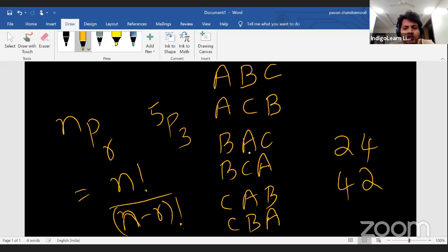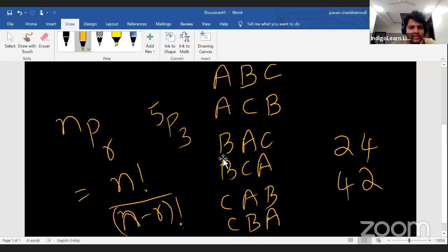For example, 3 factorial is 3 into 2 into 1. 4 factorial is 4 into 3 into 2 into 1, and so on. N factorial means n into n minus 1 into n minus 2, and so on. So when I have n minus r factorial, it is n minus r into n minus r minus 1, and so on.